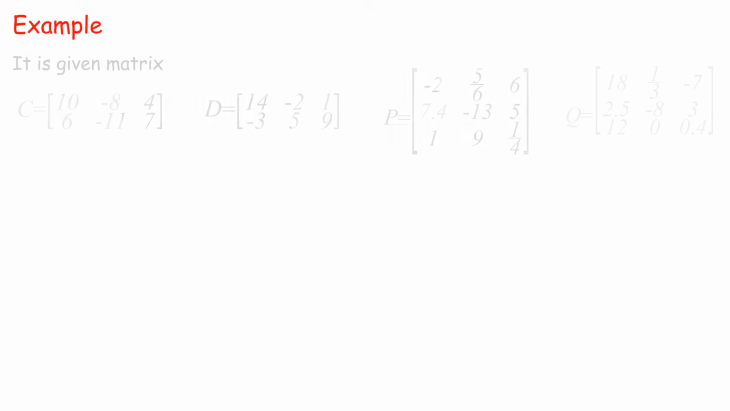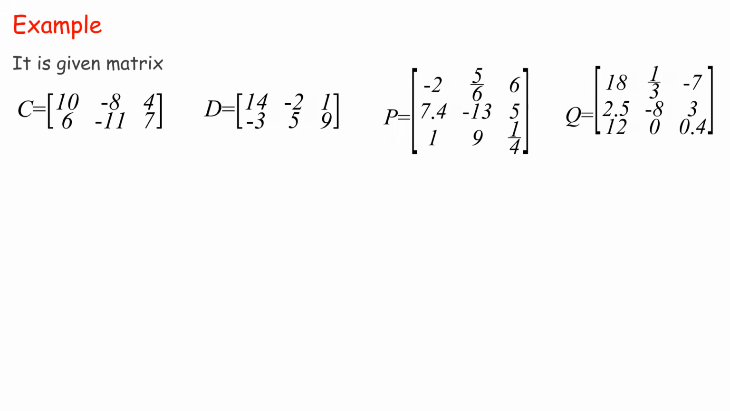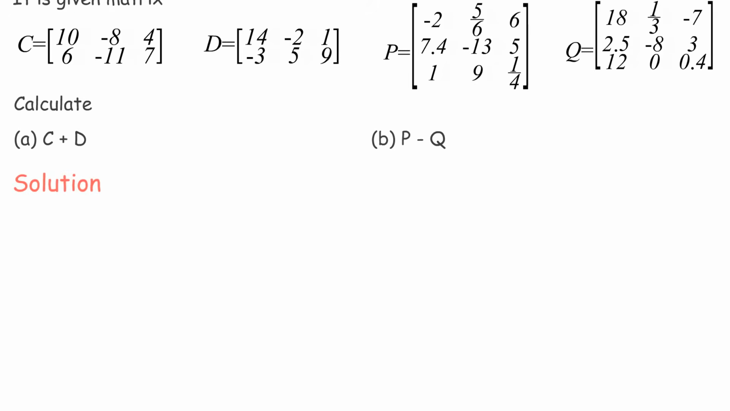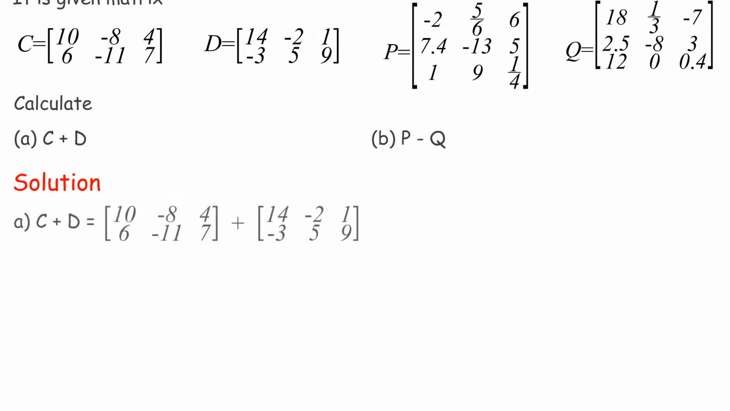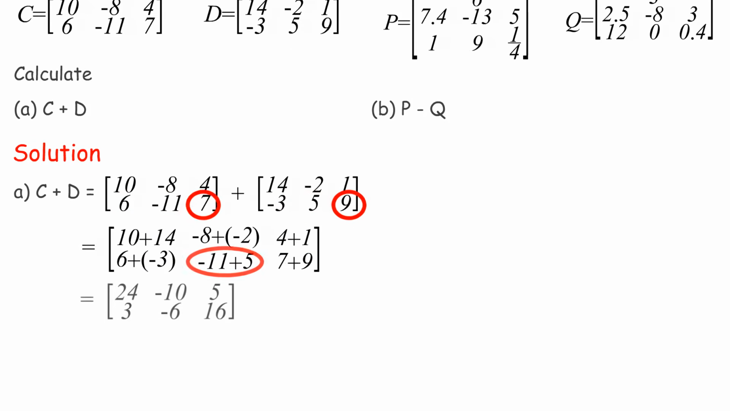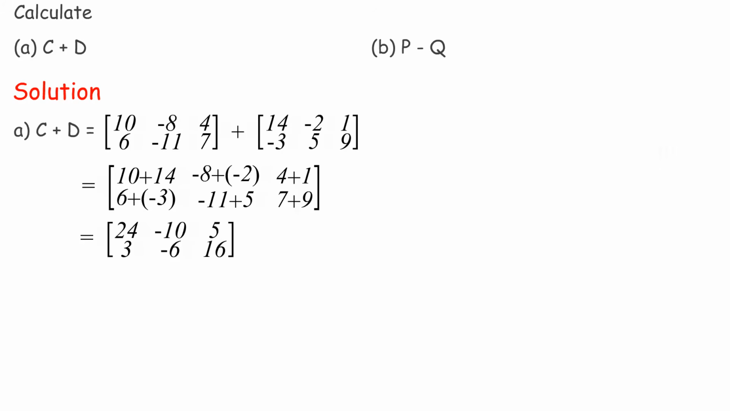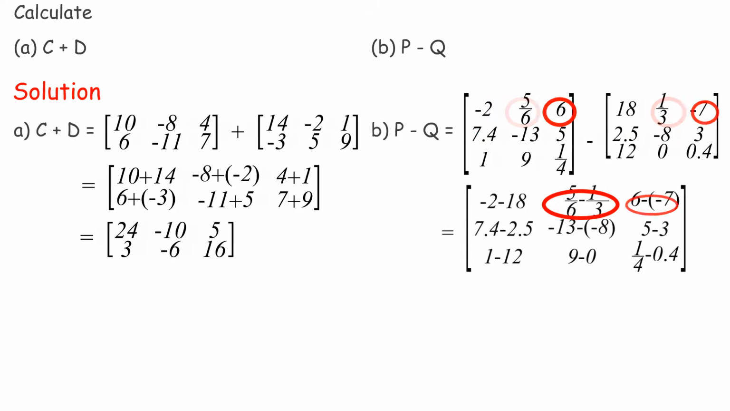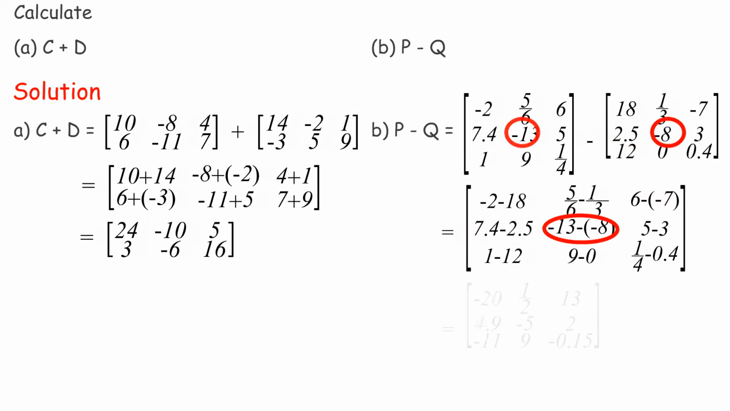Example: it is given matrices C, D, P and Q. Calculate A, C plus D, and B, P minus Q. Solution: A, C plus D. Add up each corresponding element. B, P minus Q. Subtract corresponding elements.